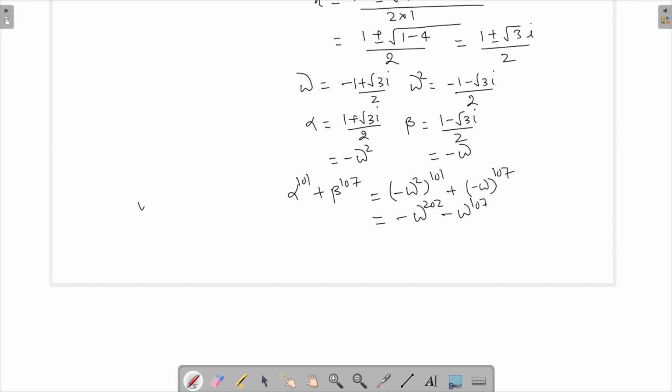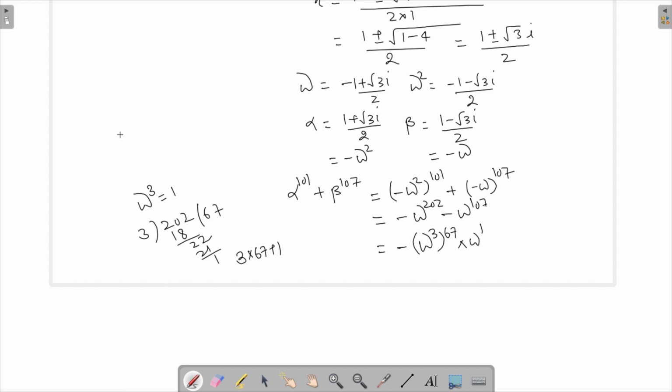And also we know one property that omega cube is actually equal to 1. So we will try to simplify this because omega cube is 1. So I'll try to write it in the power of 3. So I'll divide 202 with 3. So what I get is I could write 202 as 3 into 67 plus 1. So I'll change this to minus omega raised to the power 3 into 67, into omega raised to the power 1.